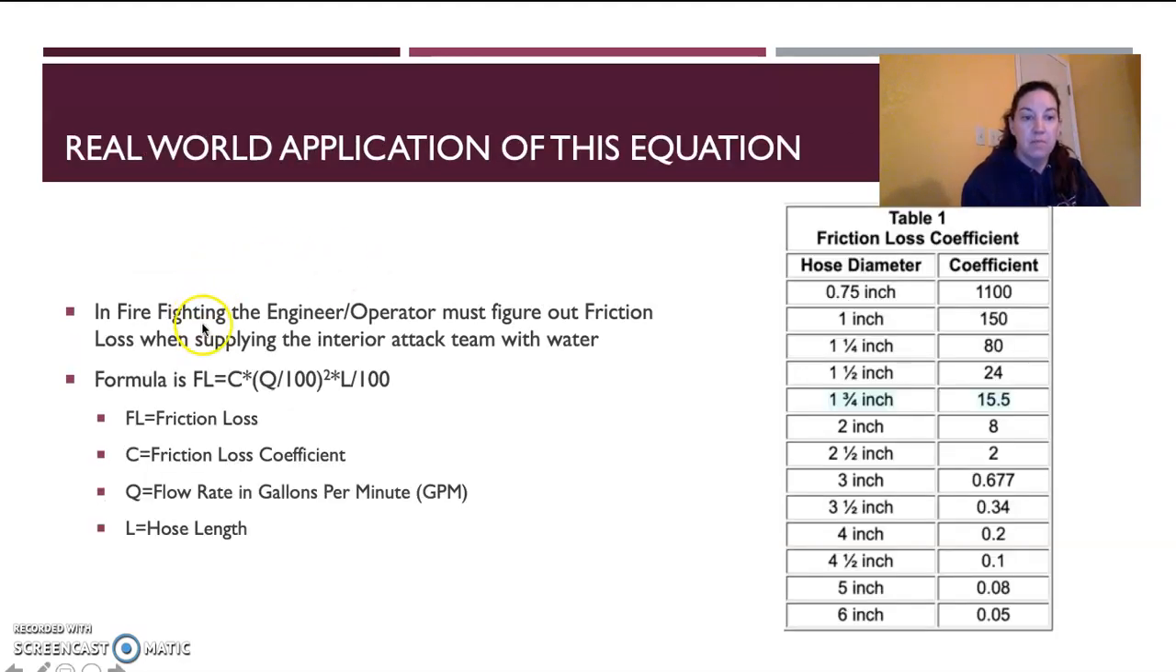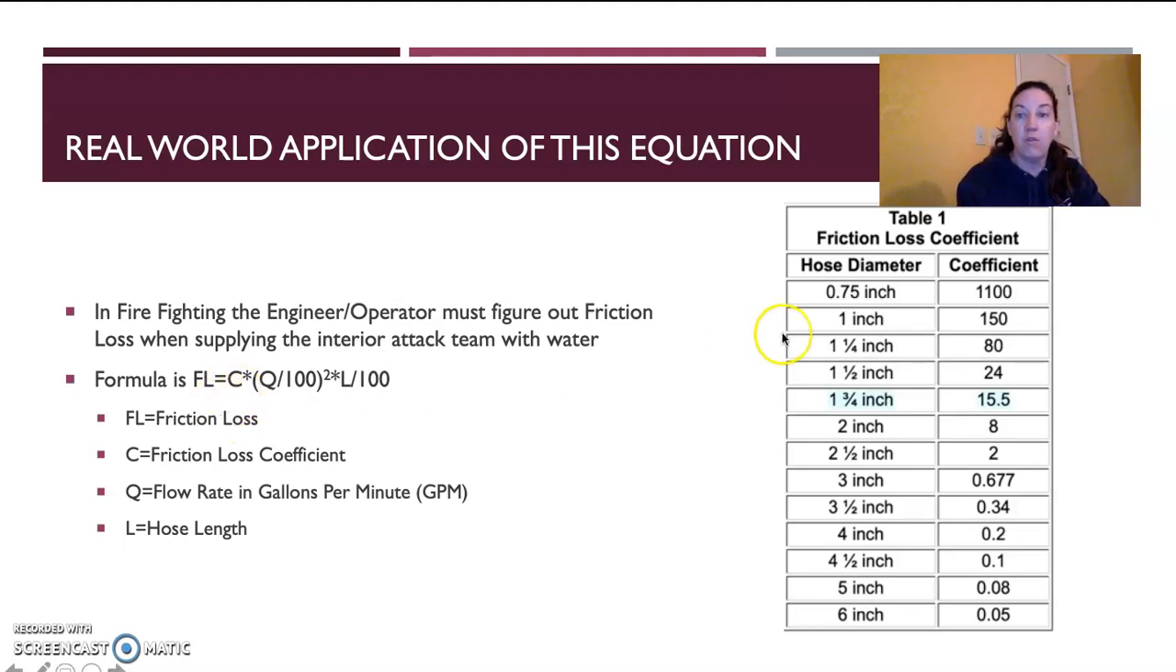Okay, so here's what we have going on here. F becomes friction loss, and that was your X. This is where X was. So this used to be X. C, you see, is a friction loss coefficient. The friction loss coefficient was our 15.5.